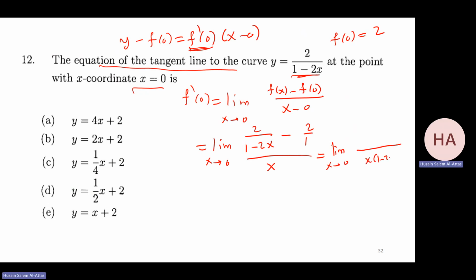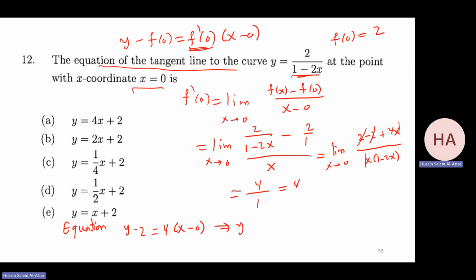That will be the limit as x goes to 0. I have x times 1 minus 2x. Here I have 2 minus 2 plus 4x. Cancel, cancel. And x also cancelled. And you have 4 over 1, which is 4. So this is f prime at 0. So what will be the equation? Y minus 2 equals 4 times x minus 0, or y equals 4x plus 2, which is this.